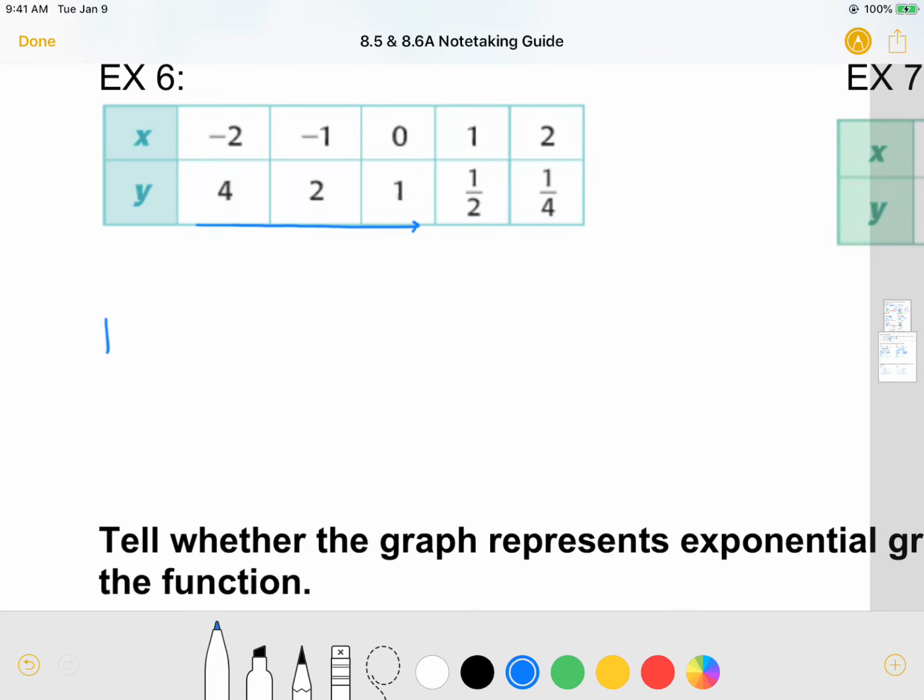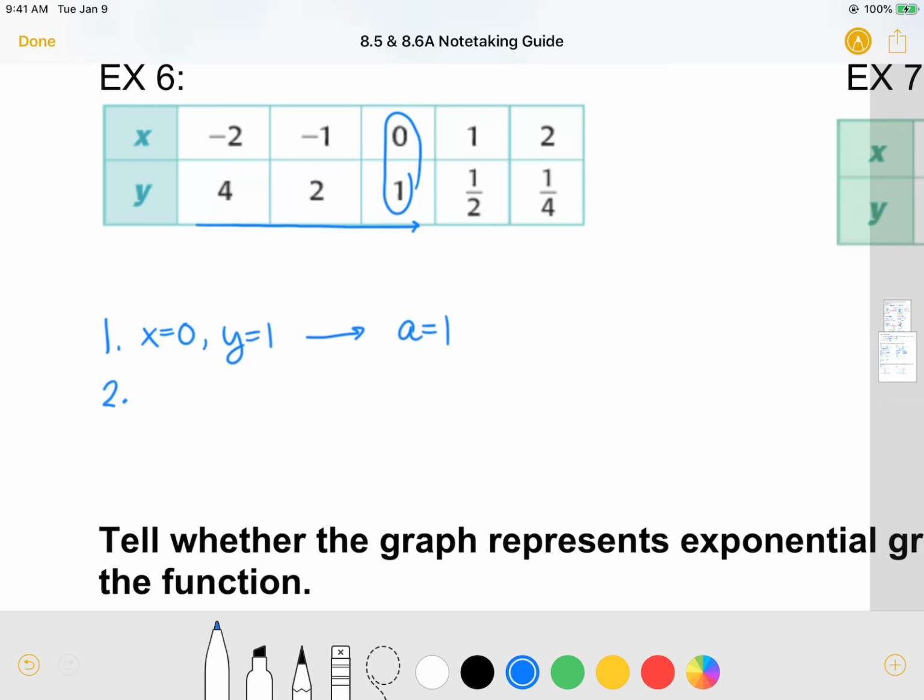Okay? All right, so let's do this. First, we're going to find where x is equal to 0. So when x equals 0, y equals 1, and that means that is the value of a. a is 1. Our second step, we're going to find the common multiplier.